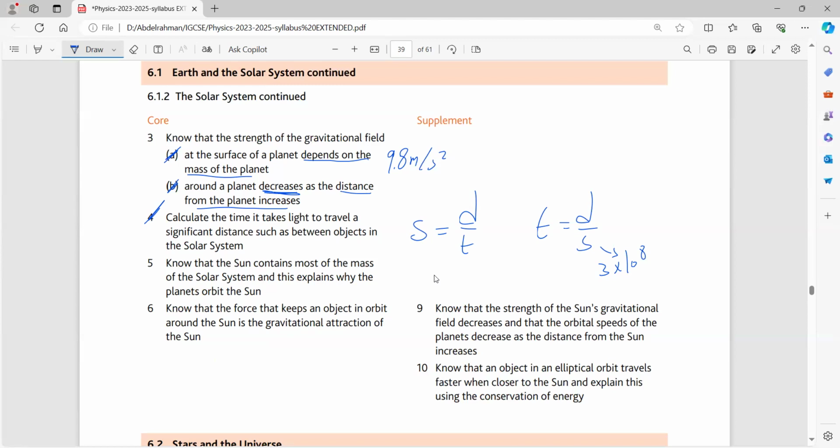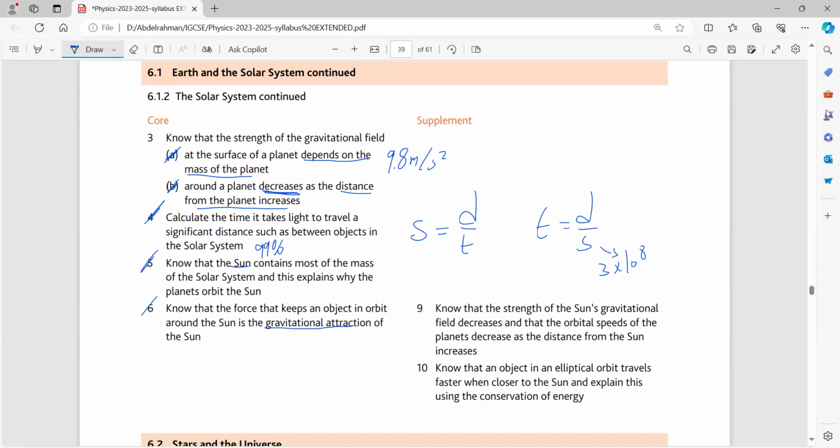Know that the sun contains most of the mass of the solar system. Yes, the sun contains 99% of the mass of the whole solar system. The sun is a million times larger than the Earth. That's why it contains 99% of the mass of the whole solar system. Note that the force that keeps an object in orbit around the sun is the gravitational attraction. Definitely. The gravitational attraction of the sun keeps the Earth and all of the planets, all of the moons, all of the asteroids, all of the comets in orbit around the sun.